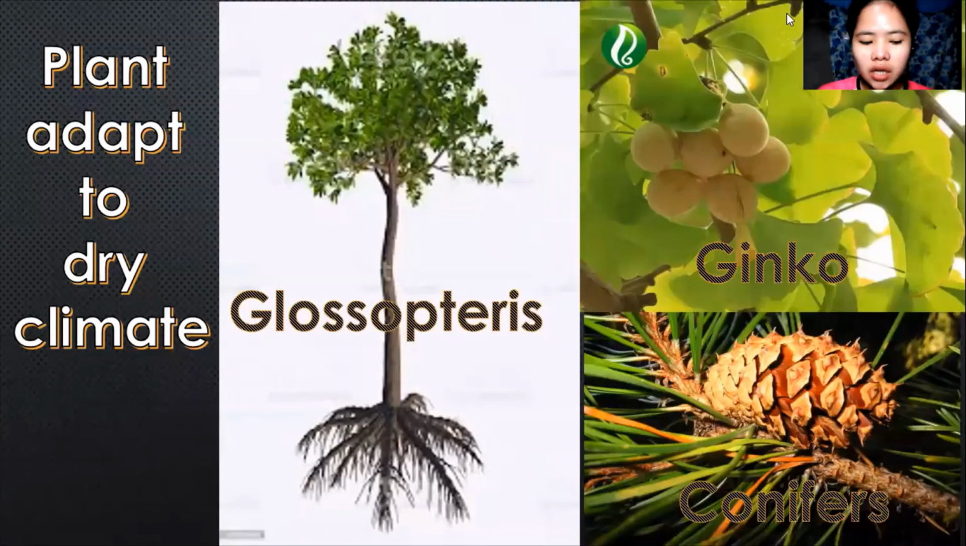So plants adapt to dry climates. Most of the plants that grew during these times are the gymnosperms. A gymnosperm is a type of plant that has seeds. An example of this is the conifers. Di ba, conifers are fossils or trees with seed cones. So as you can see in the picture, yan yung picture ng conifers.